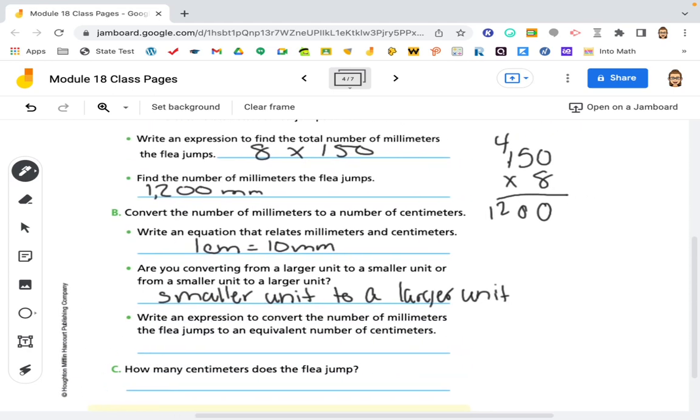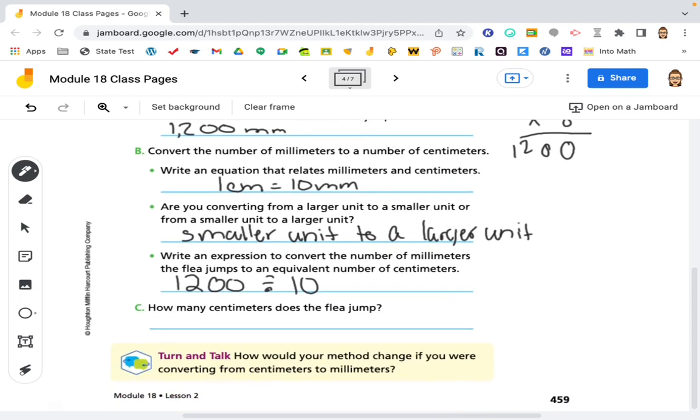So our conversion would be 1200 divided by 10. And we know that when we divide by 10, we can just move our decimal point over. So we're going to have 120 centimeters.